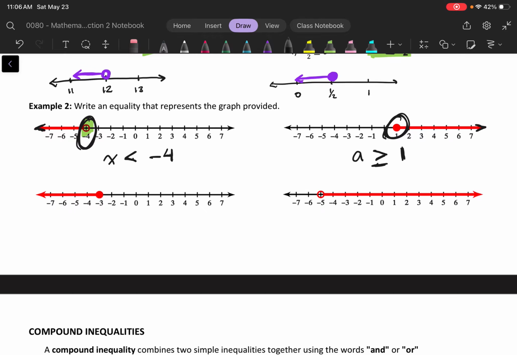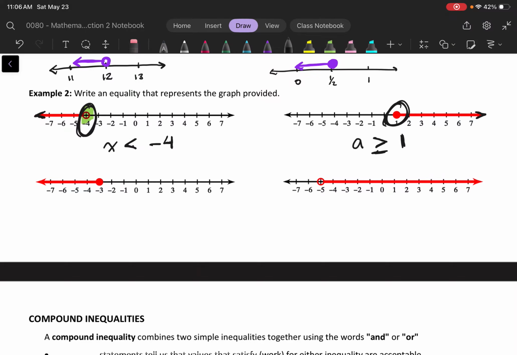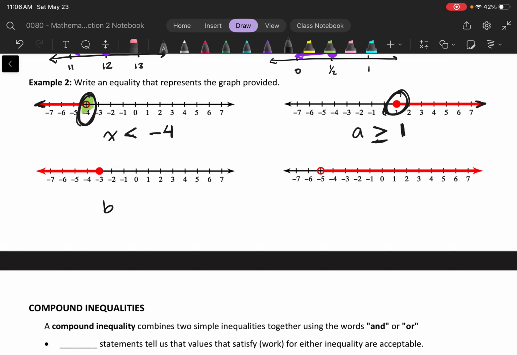All right, give the last 2 examples a go, and then come back for some more. Okay, welcome back. I'm going to use B. I've got the number -3. I have my directionality of my inequality being a less than symbol. And the dot is closed, so it will be an or equal to sign. And then the last one, I will use C. We have -5. My directionality of my inequality will match my arrowhead if I'm writing it in standard form. And I have an open circle, so that is it.